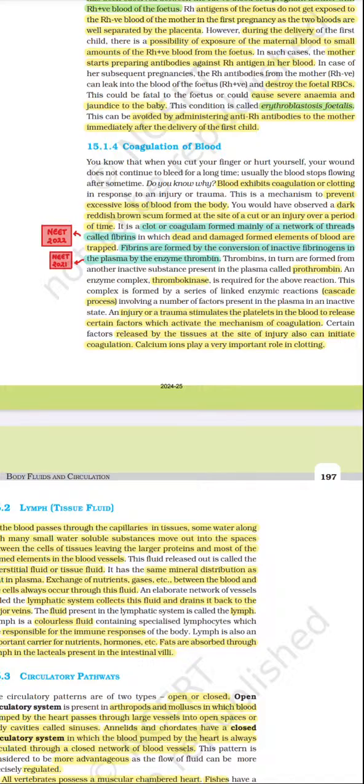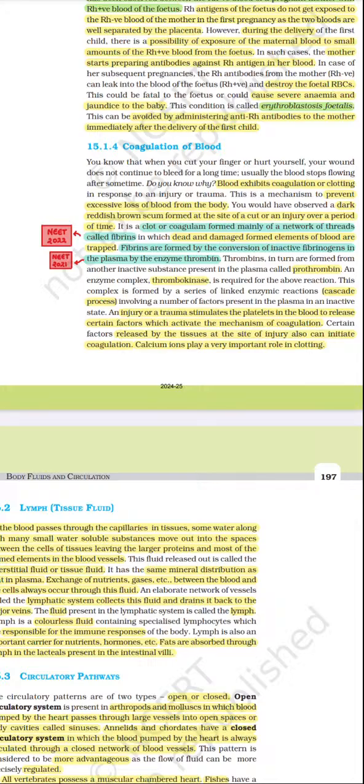Coagulation of blood: blood exhibits coagulation or clotting to prevent excessive loss of blood from the body. A dark reddish brown scab is formed at the site of a cut or an injury over a period of time. The clot or coagulum forms mainly of a network of threads called fibrin.